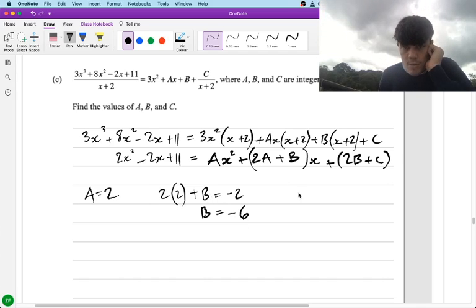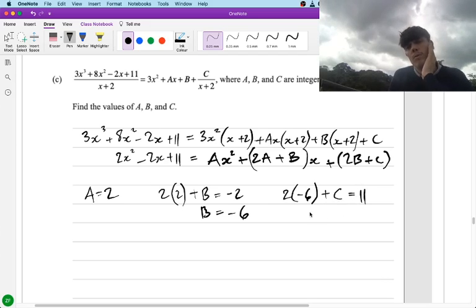Okay, so then now we know what b is. This other one should be easy as well. 2 times negative 6 plus c equals 11. So do you see where I'm grabbing these things? Negative 12 goes over to the other side, 23. C equals 23. That's all solved.